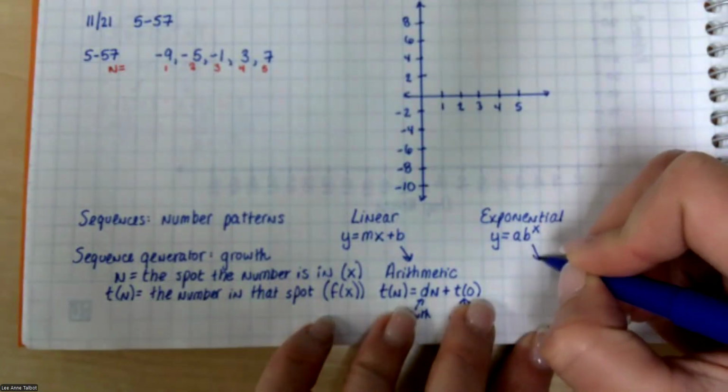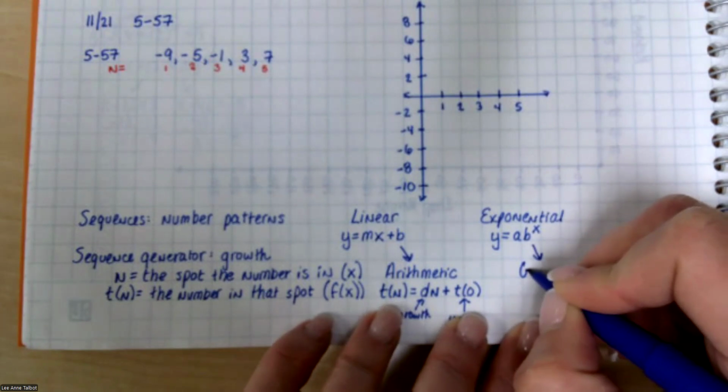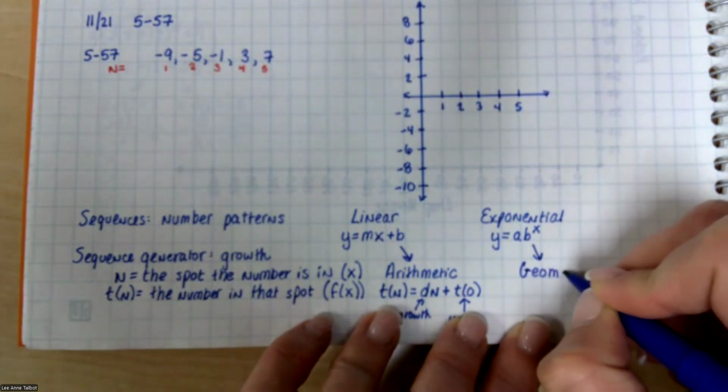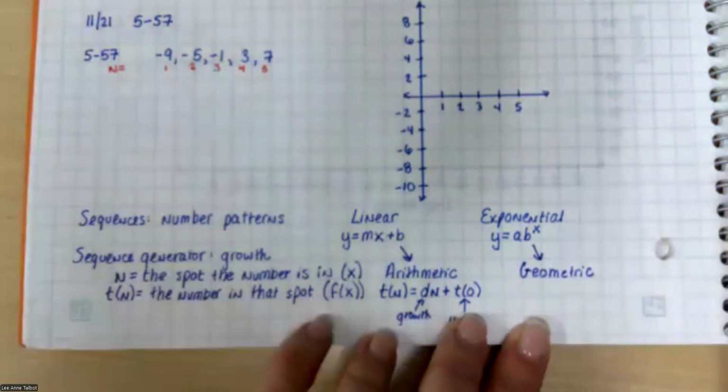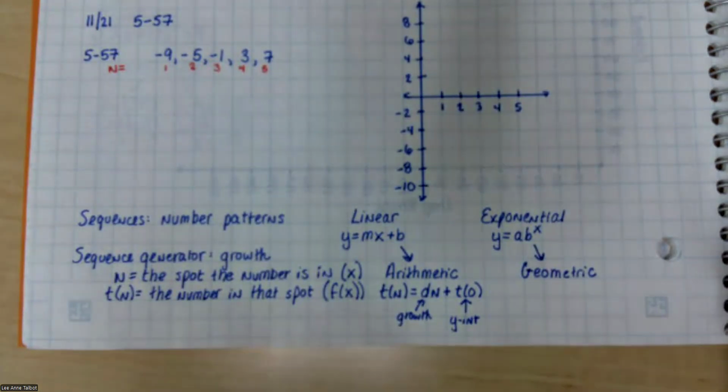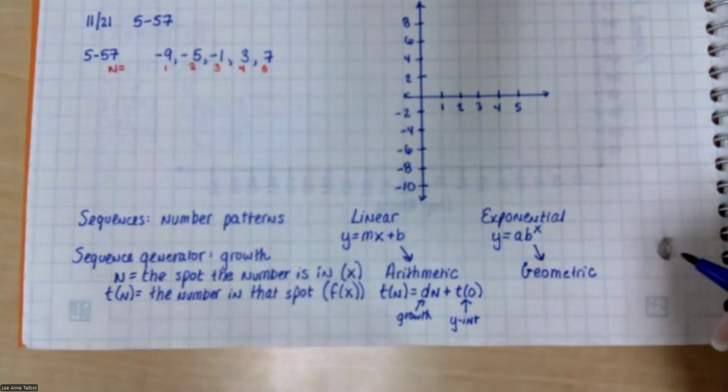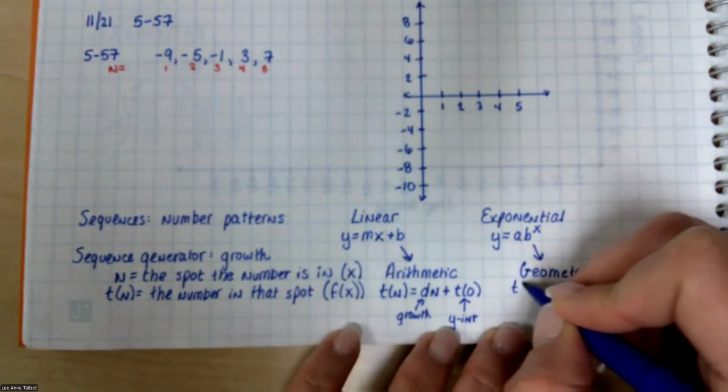Okay, so exponential, it has its own deal too. Those are called geometric sequences. Mrs. Talbot, you're getting dangerously close to the bottom of the page. I know. It's fine.